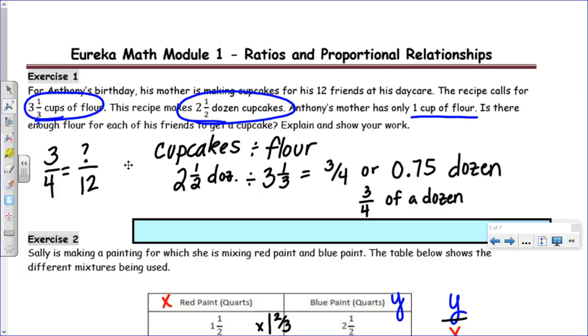Okay, did you get 9? It's 9 cupcakes because we did 4 times 3 to get 12. So if we do 3 times 3, we get 9. Okay, 9 cupcakes, so no, she does not have enough.